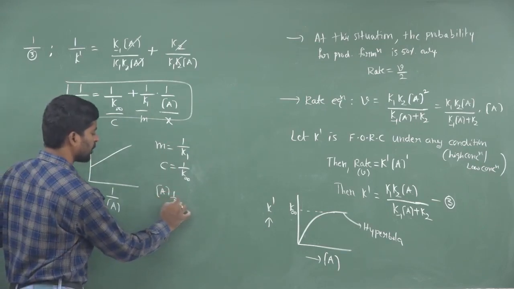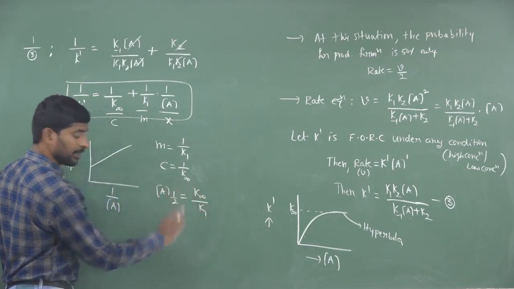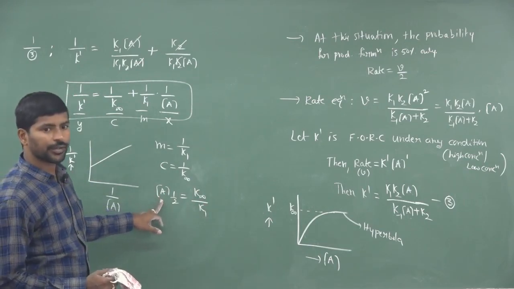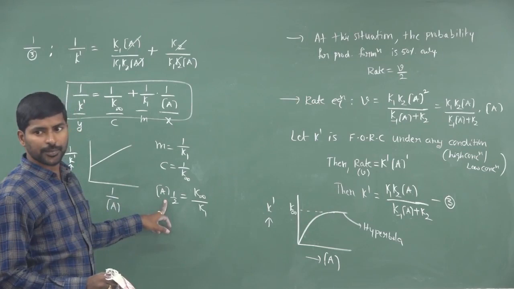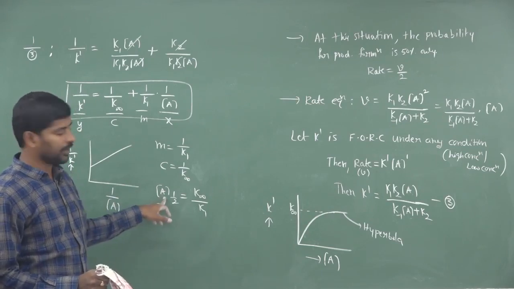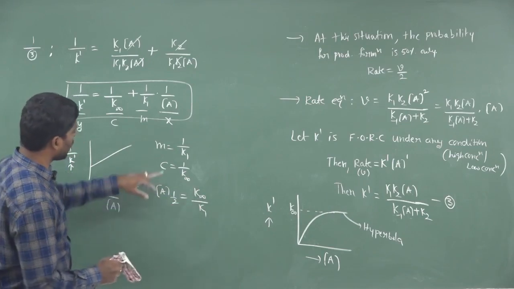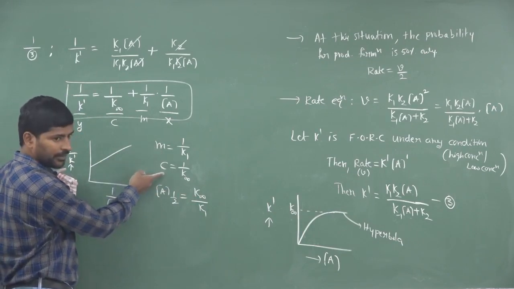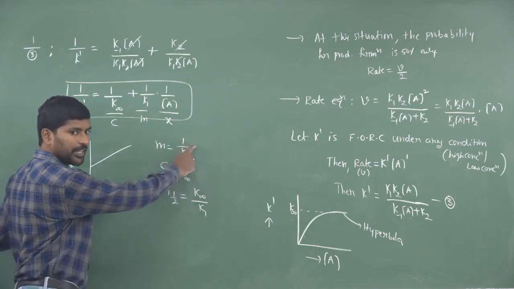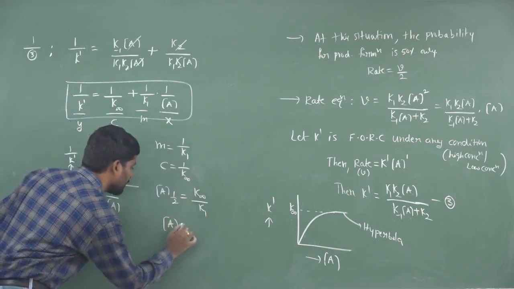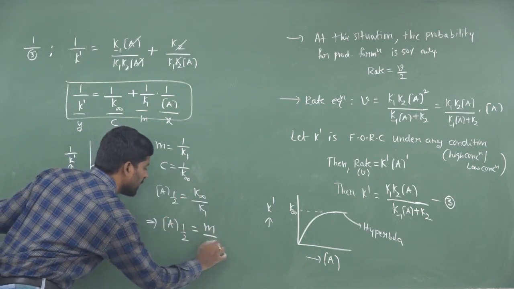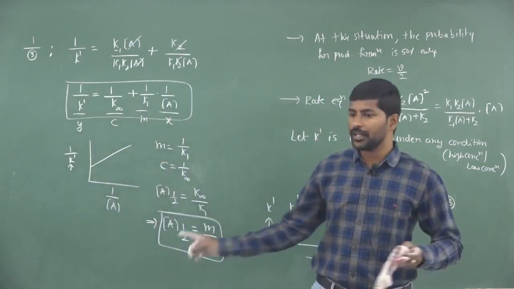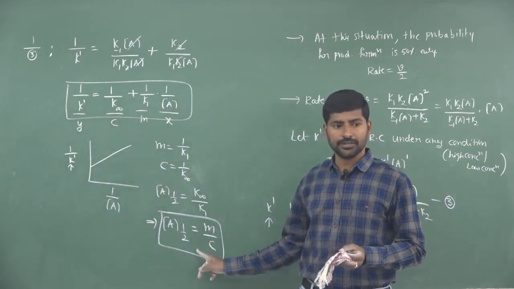What is the expression for A of? Expression for A of is k infinity by k1. A of is the concentration at which the rate of deactivation step and rate of product formation step become the same. This is the formula we have, k infinity by k1. So how to get k infinity by k1 from slope and intercept data? Slope by intercept. If you do slope by intercept, this k infinity we get in the numerator. So concentration A of is nothing but slope by intercept. So from this graph we can calculate at which concentration the rate of product formation and rate of deactivation step become the same.